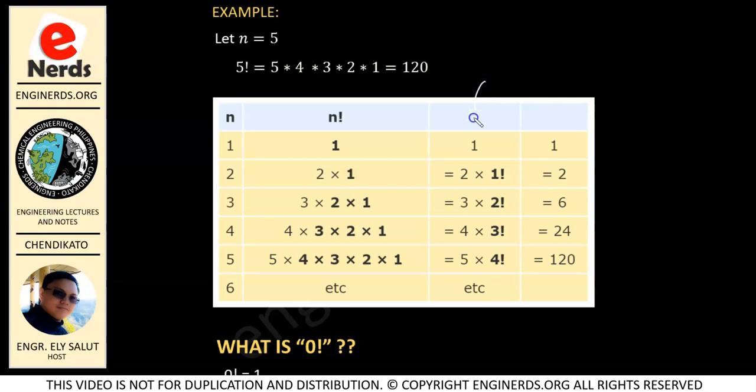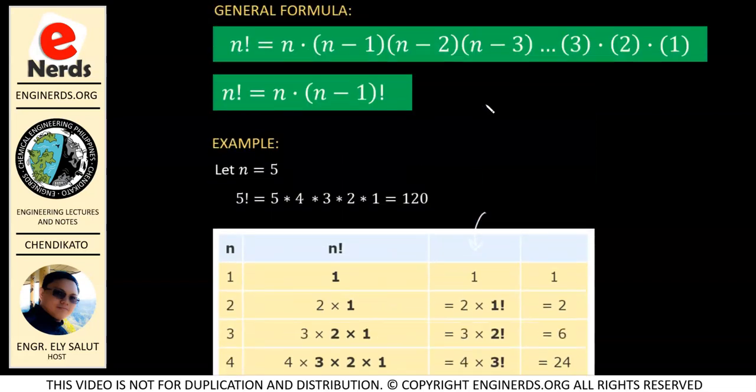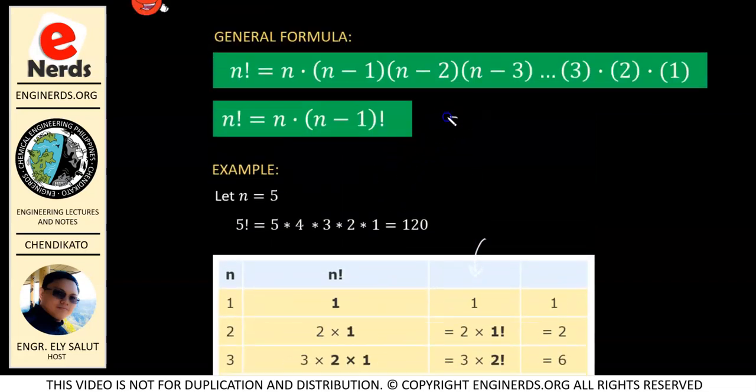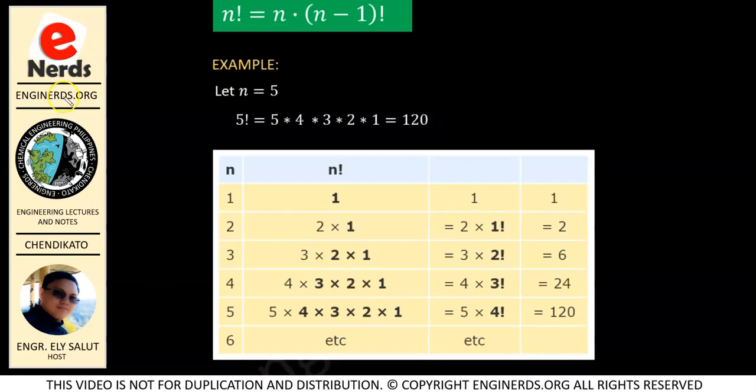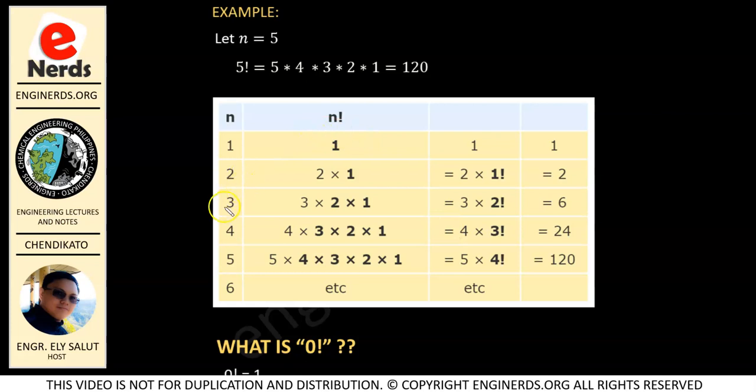So, itong nakikita natin dito, this is the second general formula that we have right there. So, kaya meron tayo ditong if our n is equal to 3, we have n times n minus 1 factorial. So, our n is 3 times n minus 1, which is 3 minus 1, will be 2 factorial. Okay? So, I hope you get this up to this point.